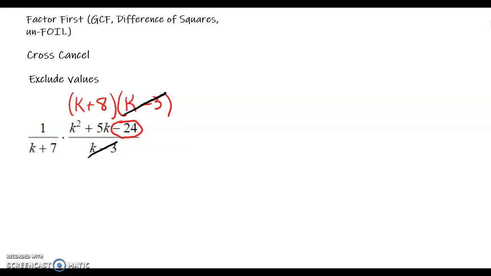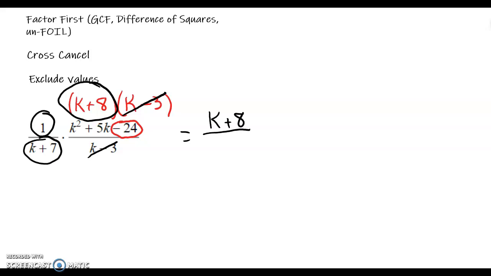Now I'm just going to multiply across. I'm going to take this 1 times k plus 8. Multiplying across, I just get k plus 8. And then the denominator will be k minus 7 times, remember we canceled out the k minus 3 and that's also a 1, so k plus 7 times 1 is k plus 7.